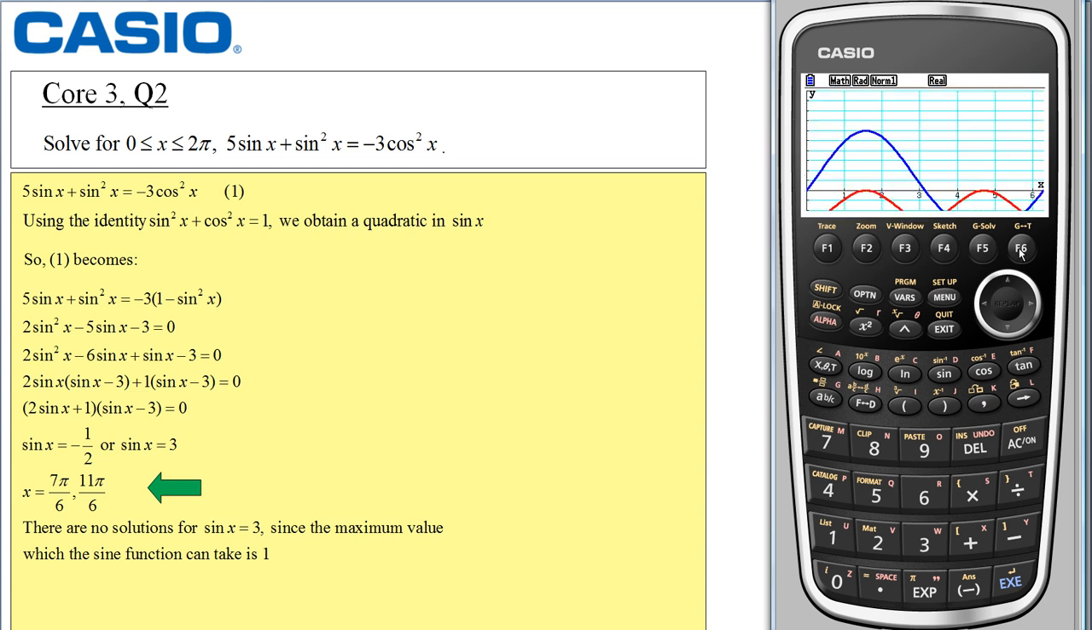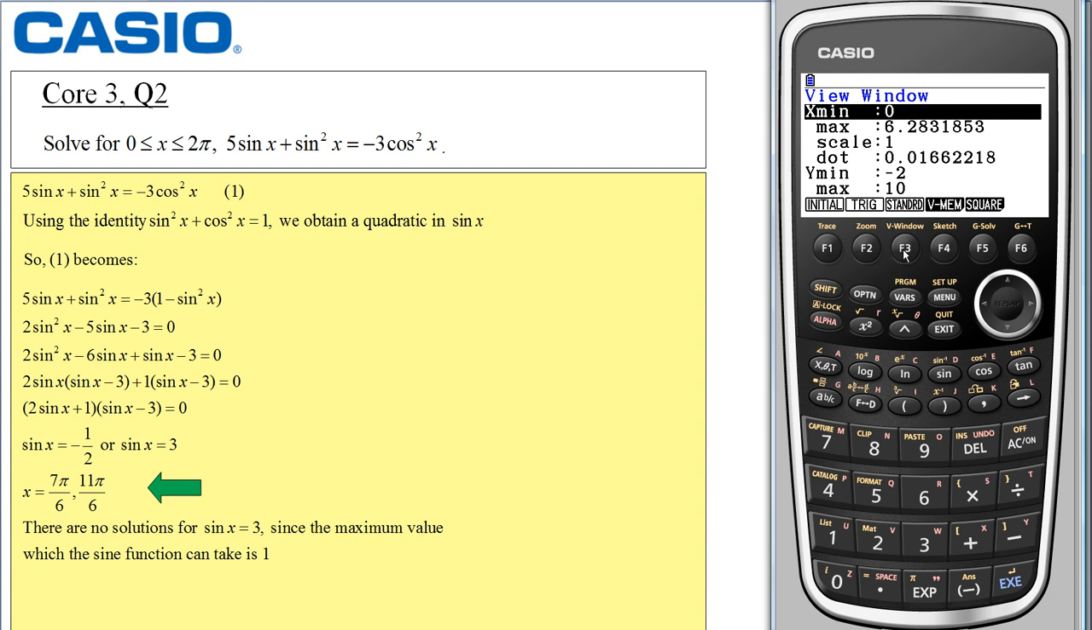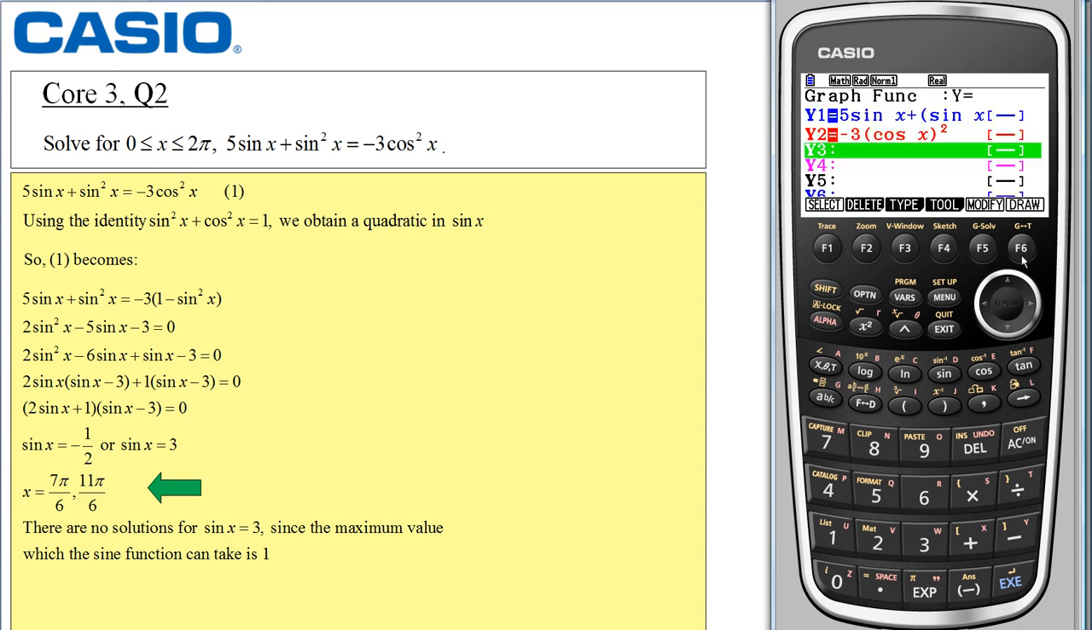although the graph isn't perfect, I can adjust the y coordinate scale. It's clear to see I can have a much better idea about what's going on. So I'm going to go back to V window and change the y minimum, and let me change that to minus 20 and select execute, and again finally pressing F6 to draw.